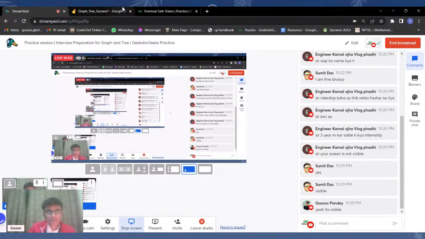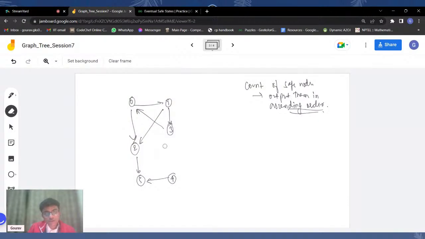Okay. So this was the question. We have to count the number of safe nodes, or in fact, we are not supposed to count. We are supposed to output them in ascending order. So if let's say my nodes 1 and 3 are safe nodes, I will output 1 and 3 in the form of an array. Now suppose this is our graph. Now, how will we proceed?